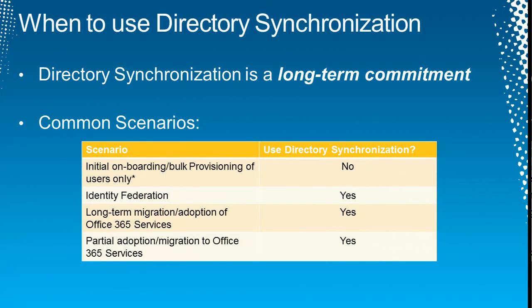And both long-term and partial adoption of Office 365 is also absolutely a scenario for directory synchronization. Again, you might be piloting, or you might actually expect to be in a long-term state where users have mailboxes both in the cloud and on-premise. Both of those scenarios, directory synchronization is how you're going to enable that configuration.